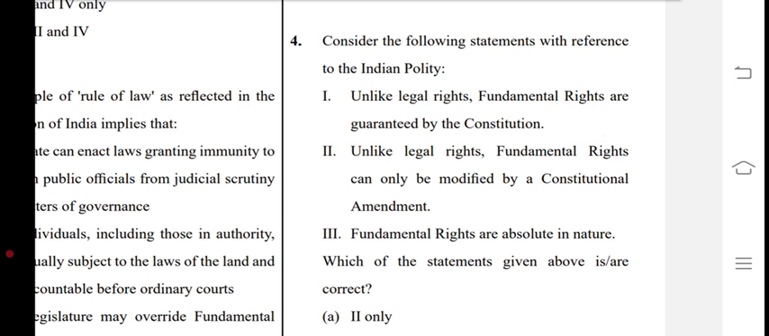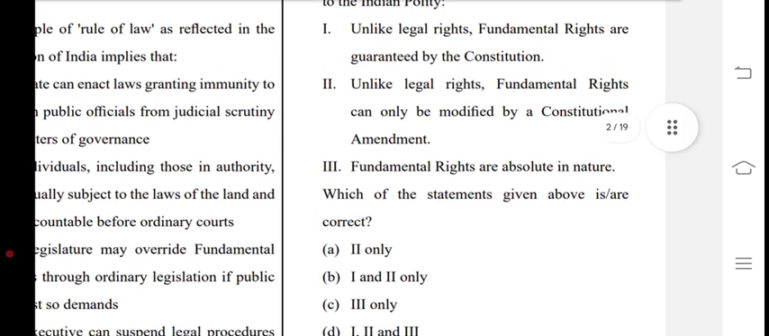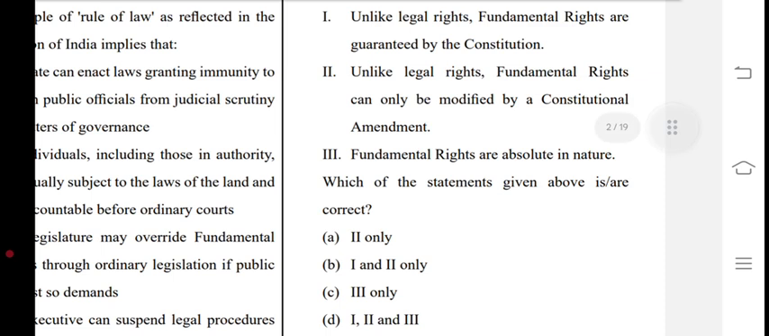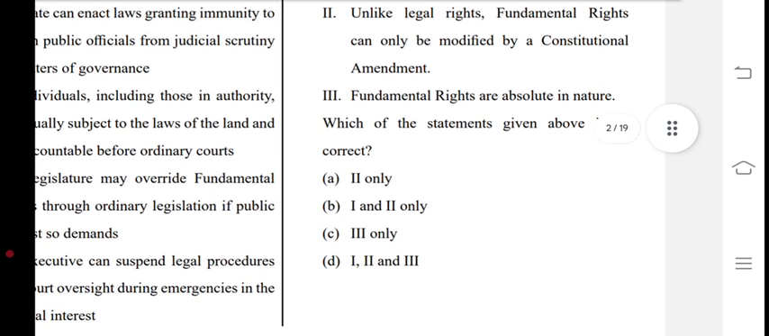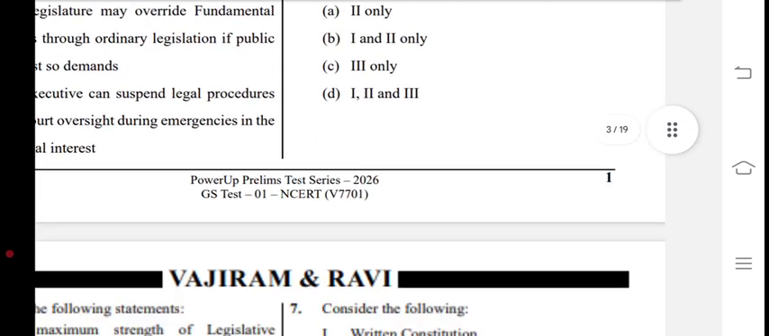Consider the following statements with reference to Indian polity. Unlike legal rights, fundamental rights are guaranteed by the Constitution, and unlike legal rights, fundamental rights can only be modified by a constitutional amendment. Fundamental rights are absolute in nature. Second and third, fundamental rights are absolute in nature. C, third is correct.